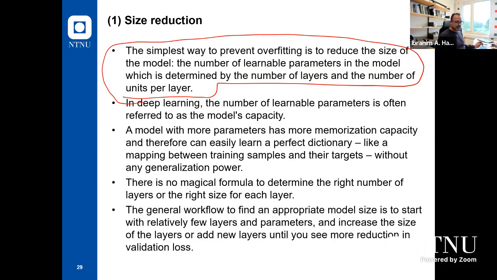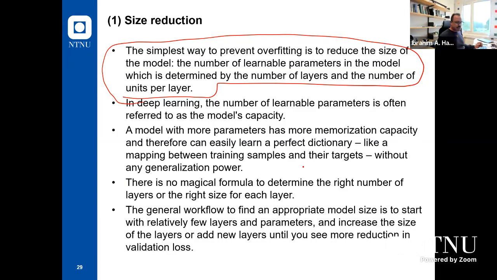In deep learning, the number of learnable parameters is often referred to as the model capacity. A model with more parameters has more memorization capacity, and therefore can easily learn a perfect dictionary-like mapping between training samples and their targets. So when your model is very complex, with higher trainable parameters, it will be more capable of memorizing the data set instead of learning it.